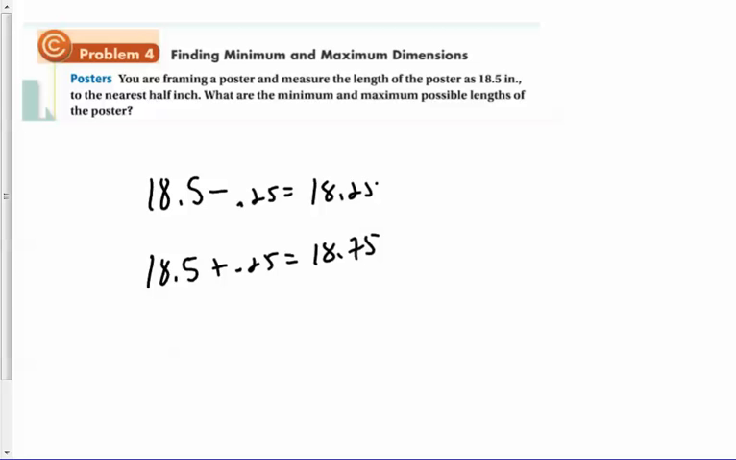Now, why did I choose to do that? Because it says to the nearest half inch, so I took half of that, a quarter inch. All right. Looking at the next one. I believe you guys got it. Do it, and we'll look at problem number 5 right now.